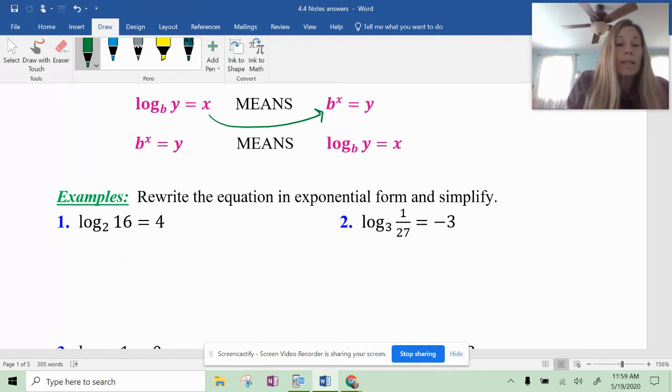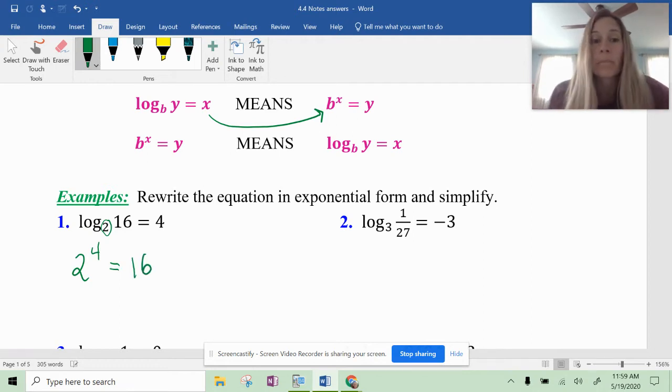So if I take this base here, which is the small subscript next to your log, and I raise it to the number on the other side of the equal sign, so 2 to the 4th, that should equal 16. And obviously we know 2 to the 4th does equal 16, so that makes sense. Right now we're just rewriting this. We're not solving anything. We're just trying to get used to how we can go from one form to the other.